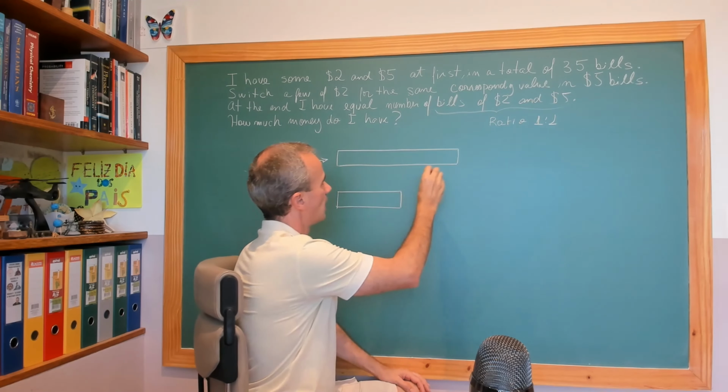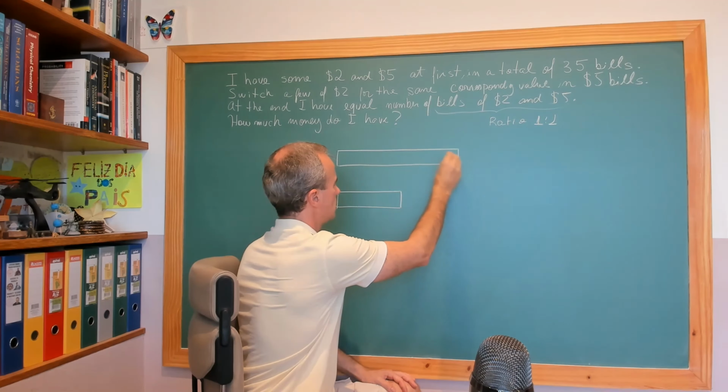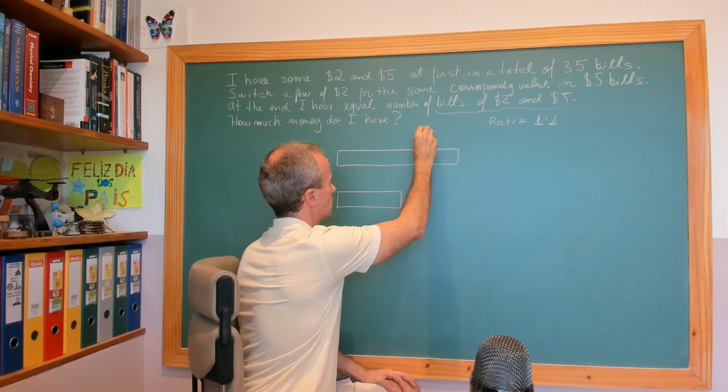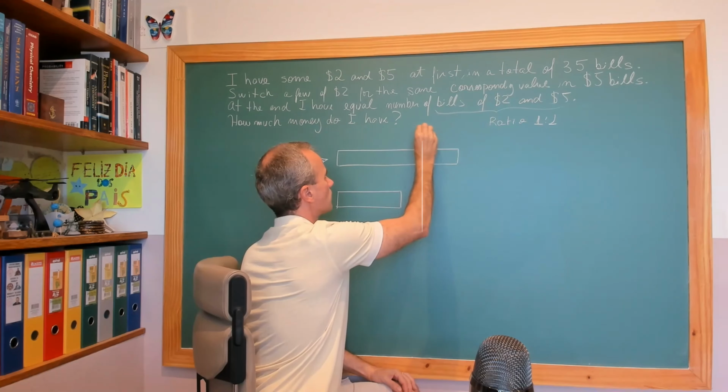Another thing: we know that the end is going to be 1 to 1. So this is the beginning, and the end I'm going to represent by this line. This is going to be the end.